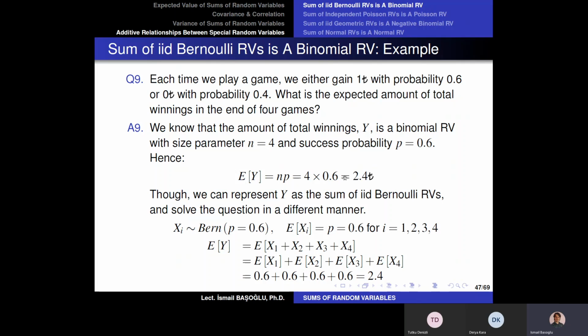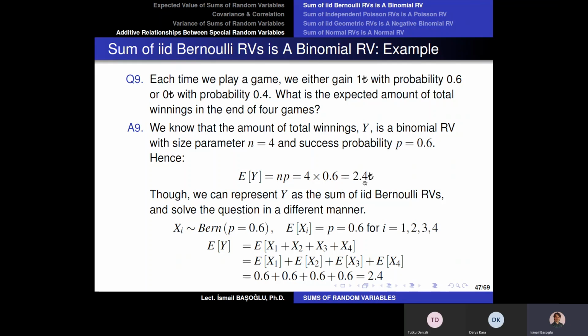Now, if you are, of course, clever enough, and capable of understanding the binomial random variable without any long explanation like this, you would just say: we know that the total winning amount is going to be a binomial random variable, and the expected value of a binomial random variable is the size parameter times the success probability. The size parameter here is 4, and the success probability in each game is 0.6.